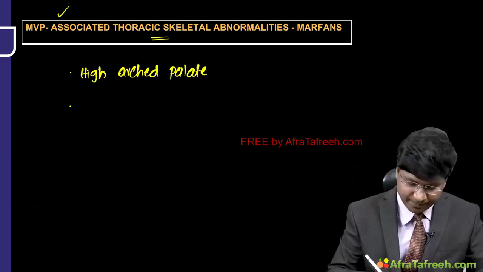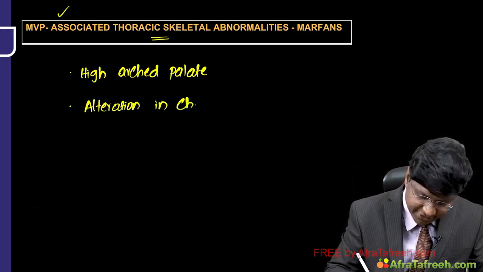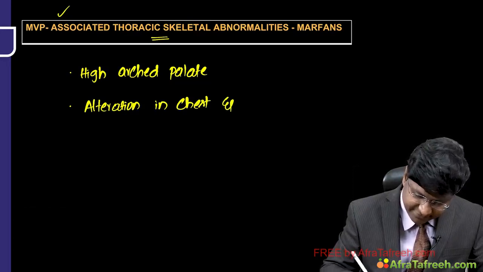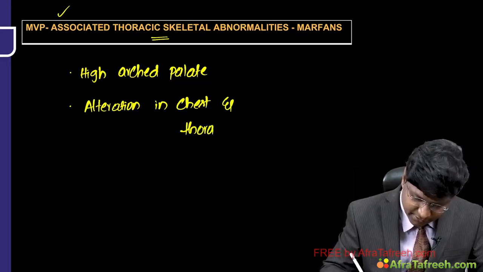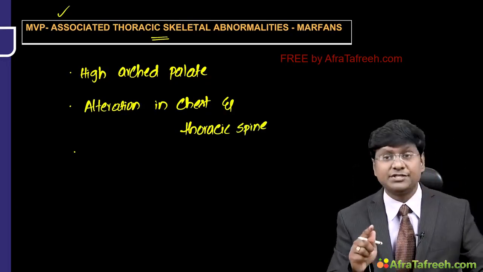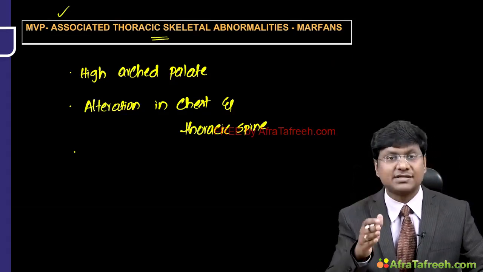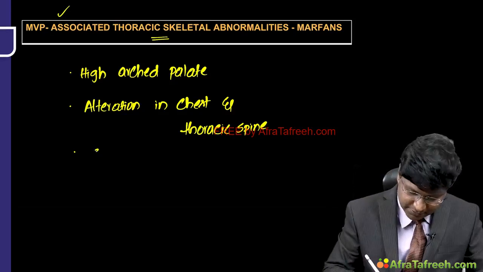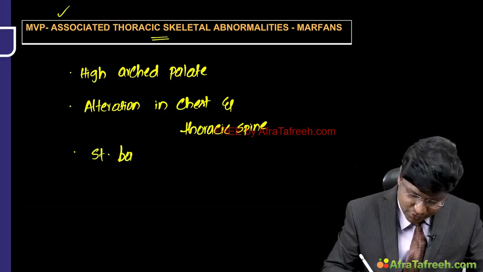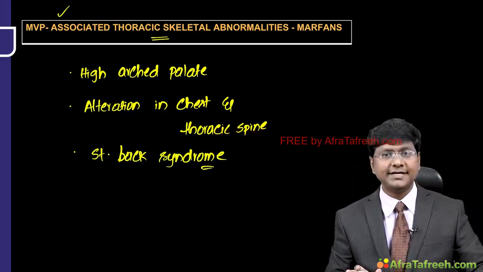Okay, number two, there will be alteration in the chest, and there will also be alteration in the thoracic spine. And in these patients, they also have another important abnormality which is called the straight back syndrome. So these are the associated skeletal abnormalities that you come across in patients with Marfan syndrome, right?